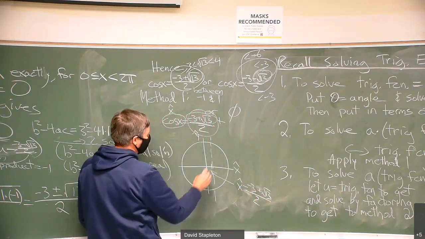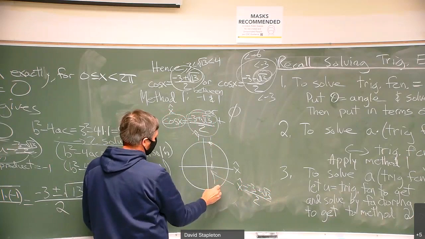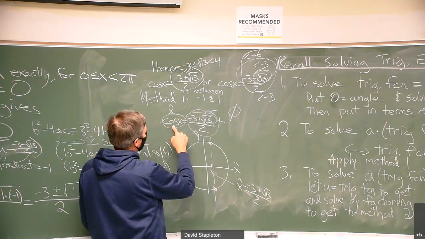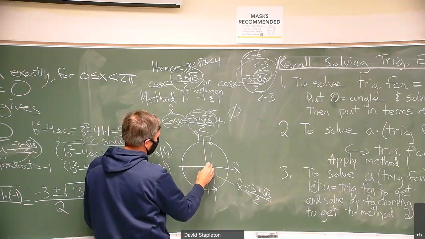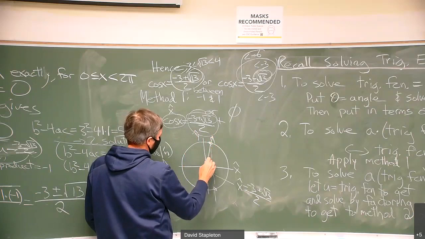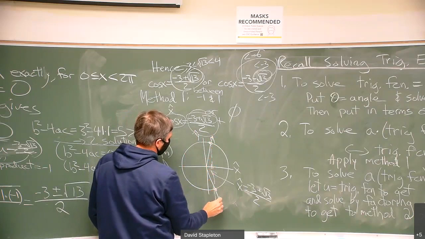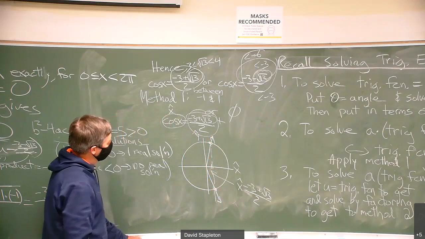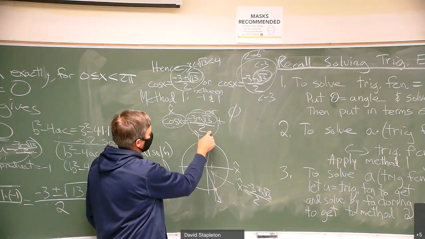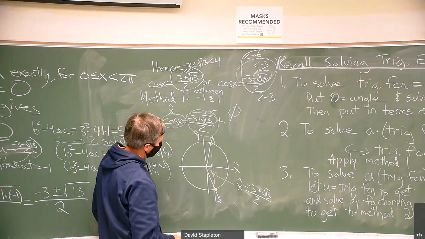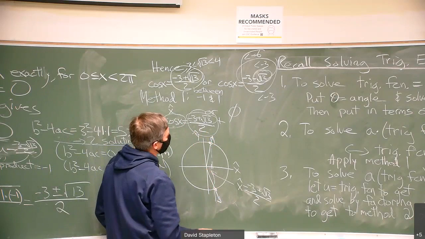Right? And I observe that there's exactly 2 points on the unit circle where the cosine of the angle is equal to this x coordinate. There's exactly 2 terminal rays where cosine is equal to this number, whatever it is. So what are all solutions to this problem?